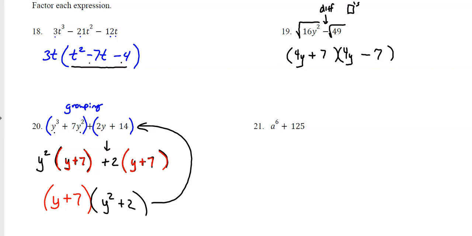All right, number 21. This one is the sum of cubes. So this tells me it's the sum, and these are cubes, cube roots. So the sum of cubes, we had a little cheat sheet in our notes that said whenever you do a plus b, or a cubed plus b cubed, if you want to factor that, it's always going to factor into a plus b, and then it's going to be a squared and b squared.